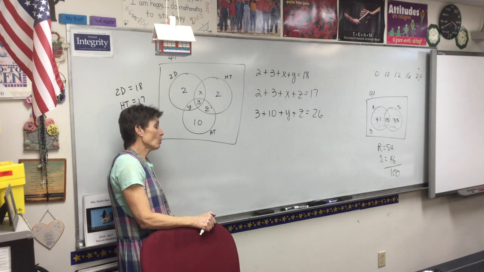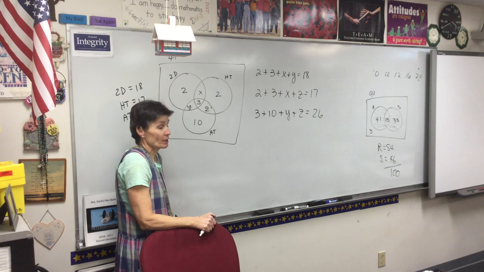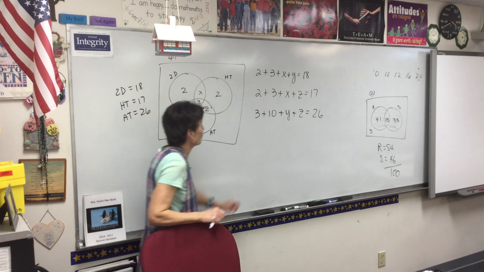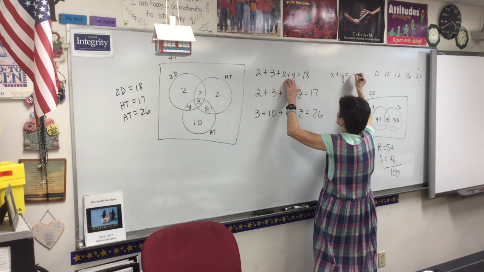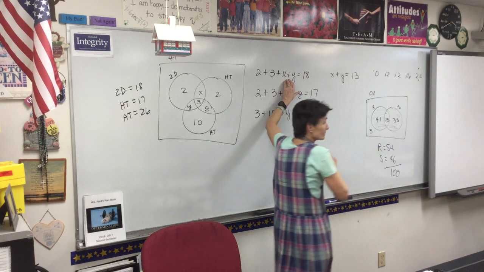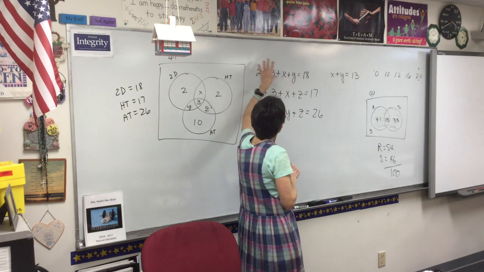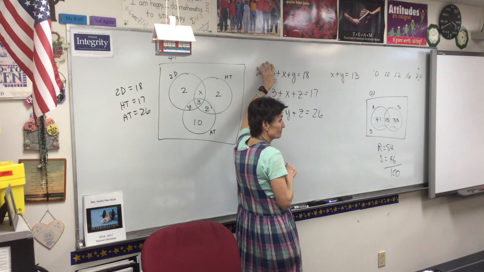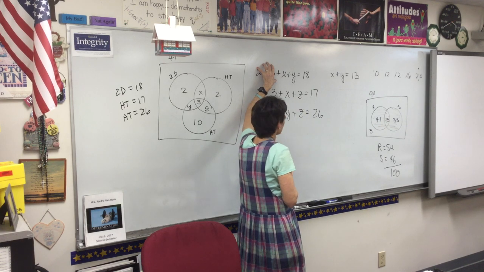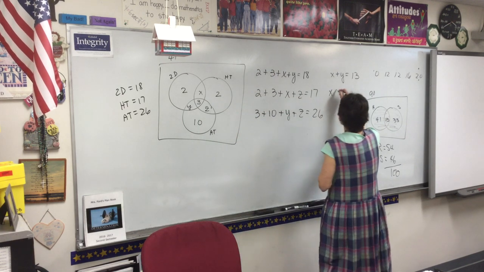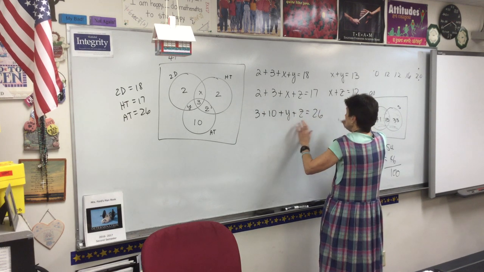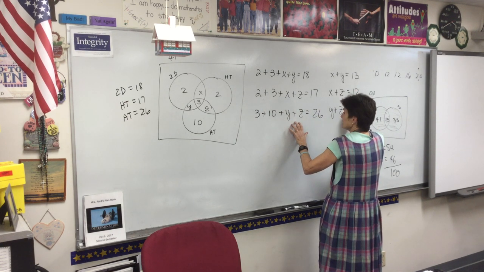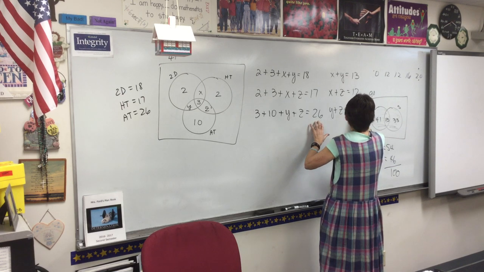Please, before you start doing your elimination, clean up your equations so they're a little bit easier to work with. What does this top one really say? X plus Y equals 13? Everybody see that? This is 5. Subtract it over. All right, x plus z equals 12. And y plus z equals 13.